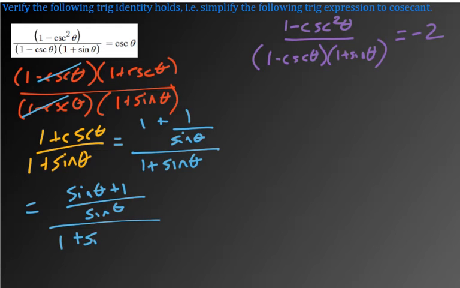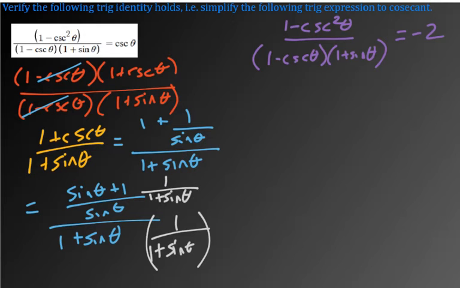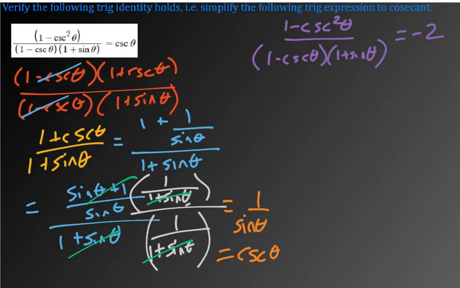And then if you look at this, if you just multiply top and bottom by 1 over 1 plus sine theta, that's like multiplying by a 1, but it's nice because this and this cancel, and this cancels, and what you would have left over is 1 over sine, which is equal to cosecant theta, right? So that verifies the trig identity, which is really the problem.